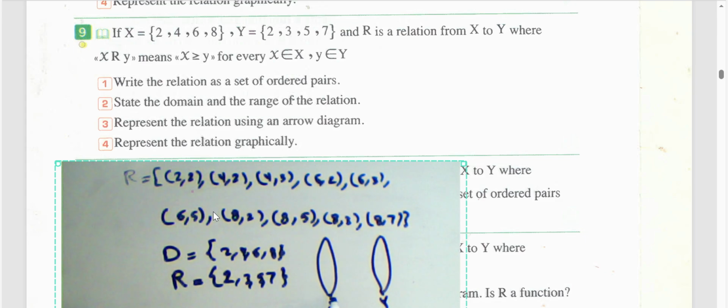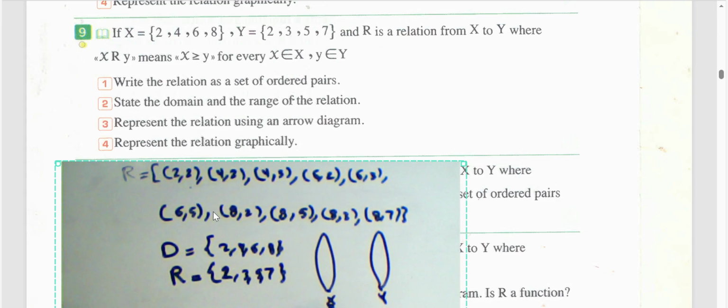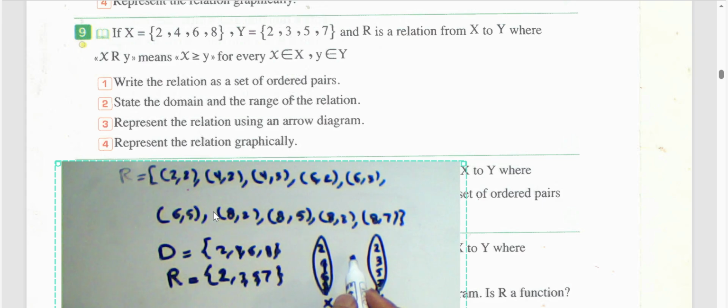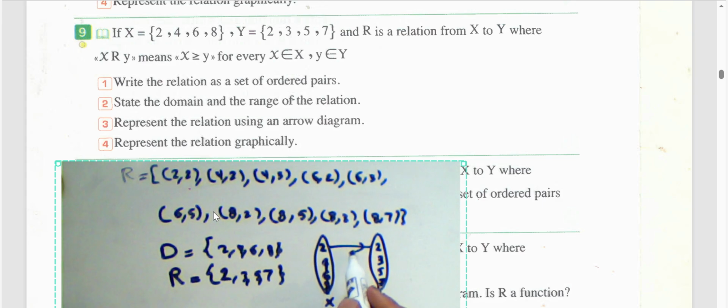X and Y. X was 2, 6, 2, 4, 6, 8, and Y 2, 3, 5, 7. We can choose 2 with 2, 4 with 2 and 3, and 6 with 5, 3 and 2, and 8 with 7, 5, 3 and 2.